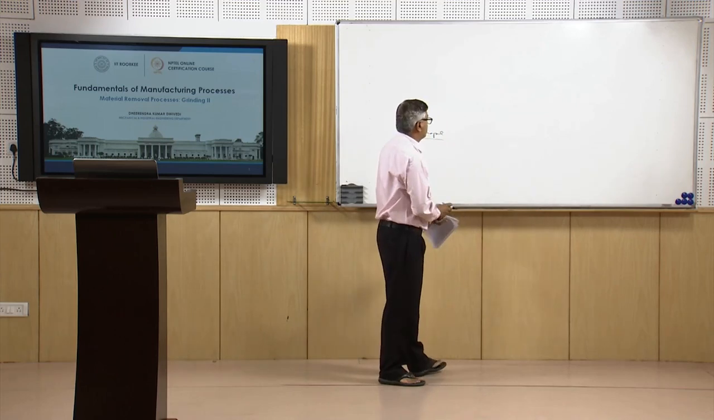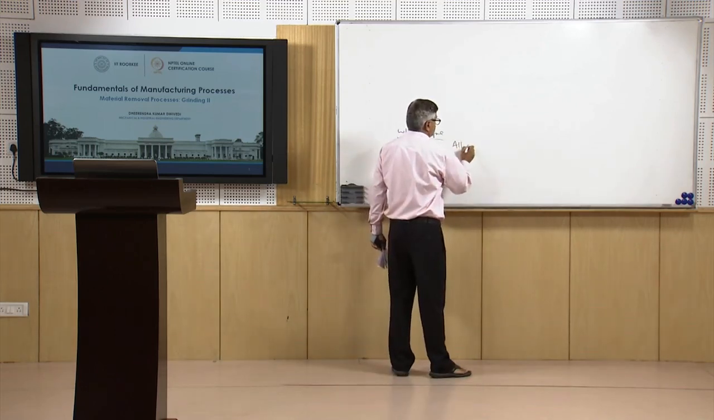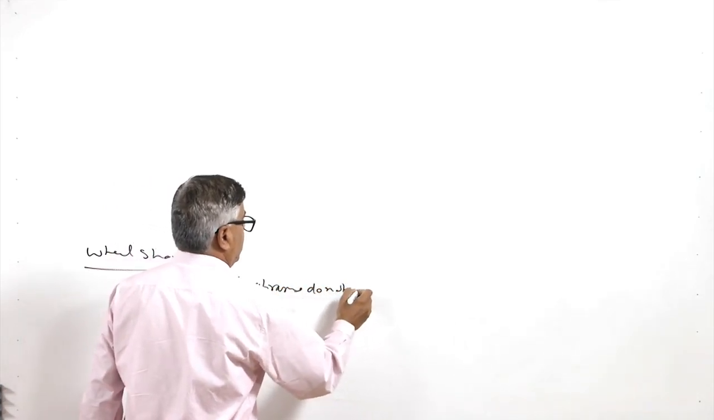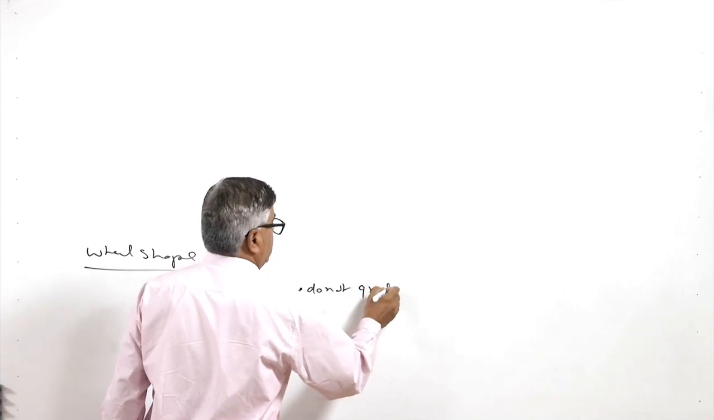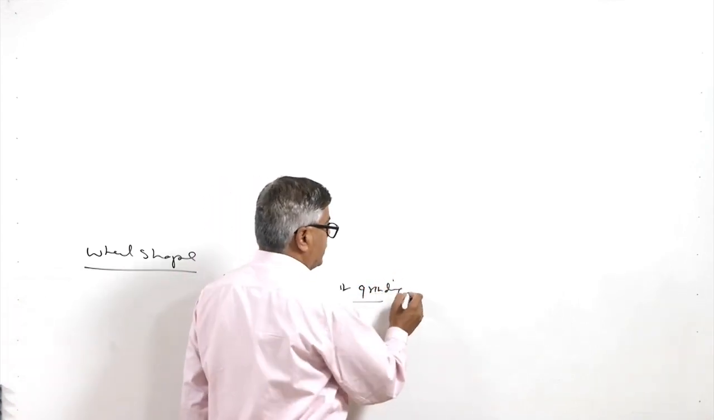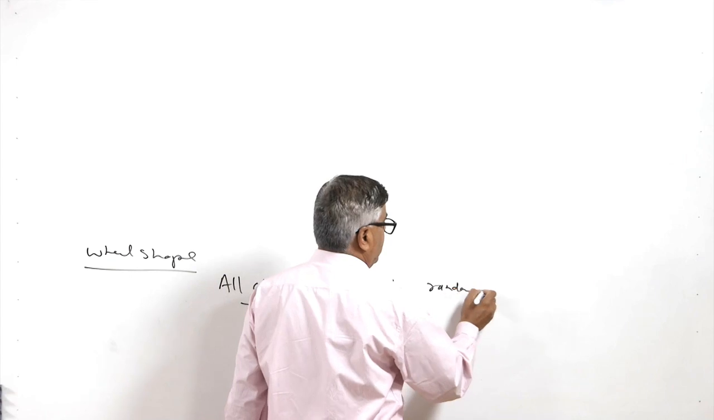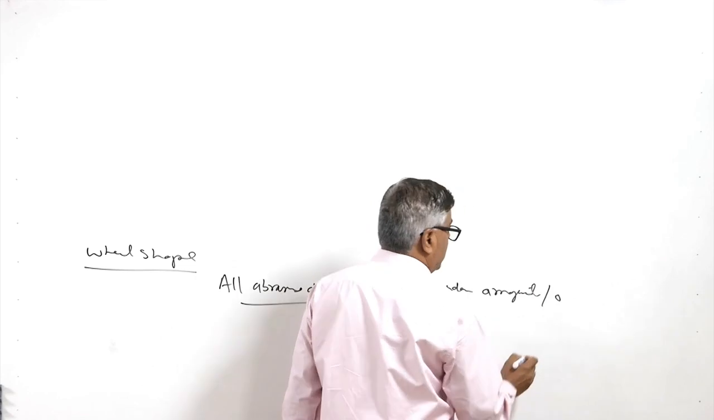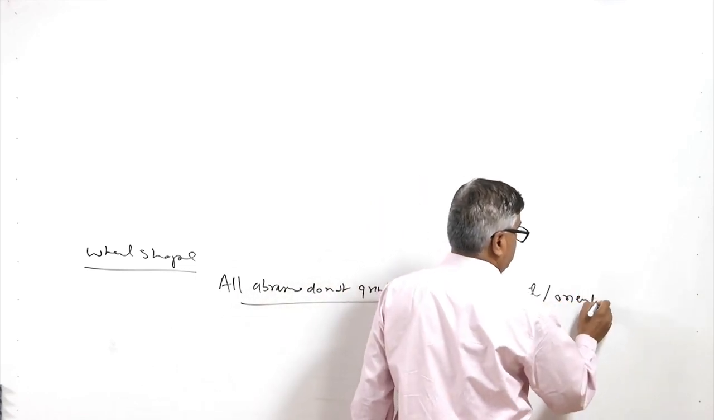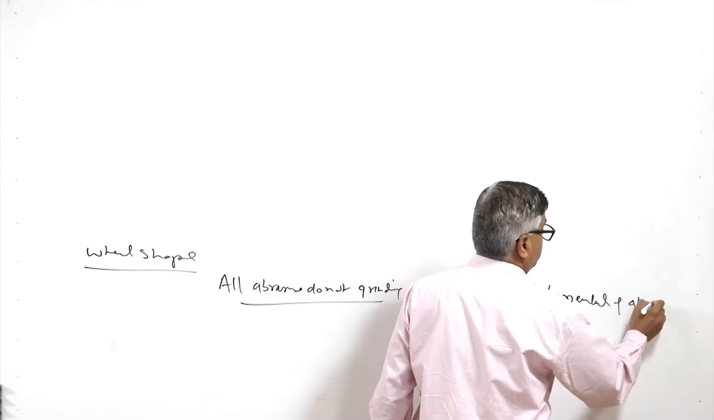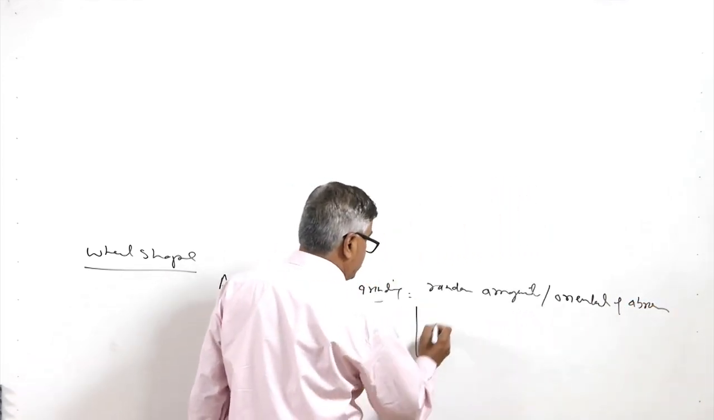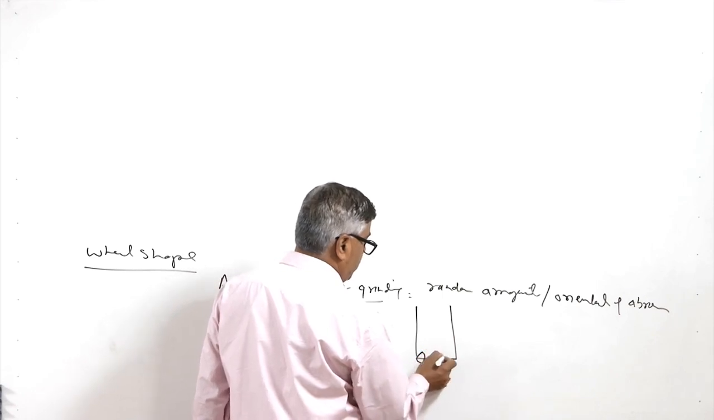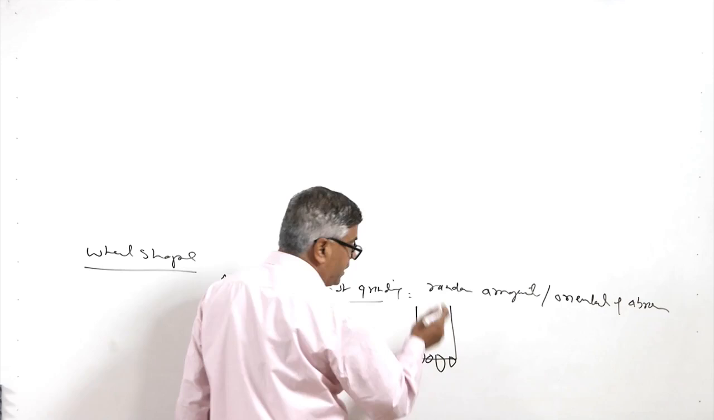So, this third aspect: all abrasives do not perform grinding, and the main reason for this is the random arrangement and orientation of the abrasives in the grinding wheel. So, if you see the grinding wheel like this, a few abrasives are projected more than the other abrasives, and they are oriented in a different manner.